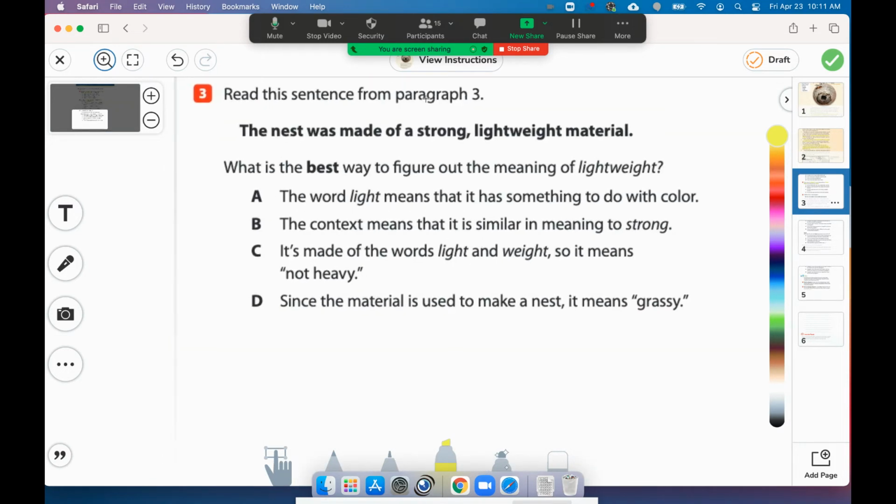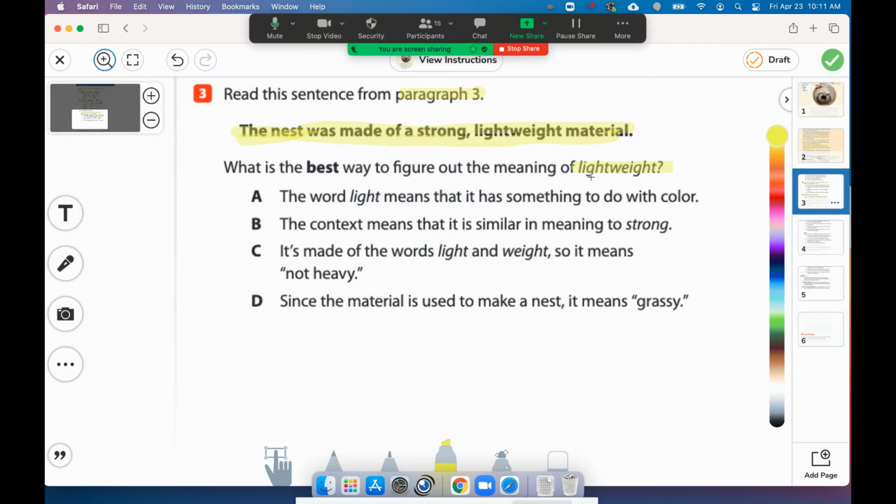Number 3, reread the sentence from paragraph 3. The nest was made of strong, lightweight material. What is the best way to figure out the meaning of lightweight? The word light, which means it has something to do with color. The context, that means it's similar and being strong. Does lightweight mean strong? It's made of the words light and weight, so it means not heavy. Since the material is used to make a nest, it means grassy.